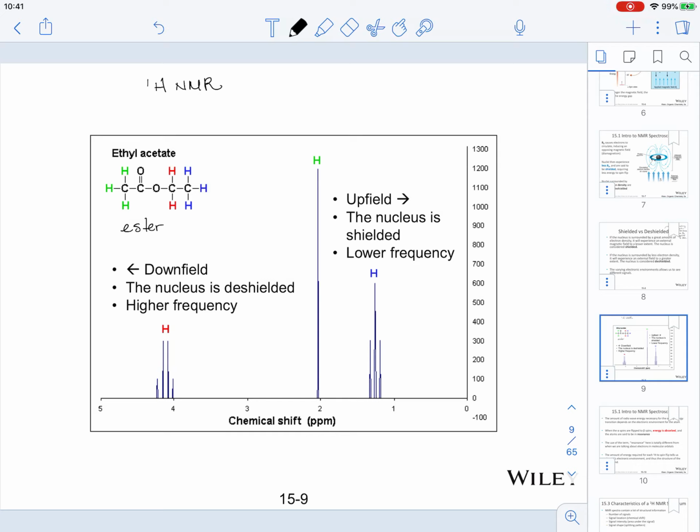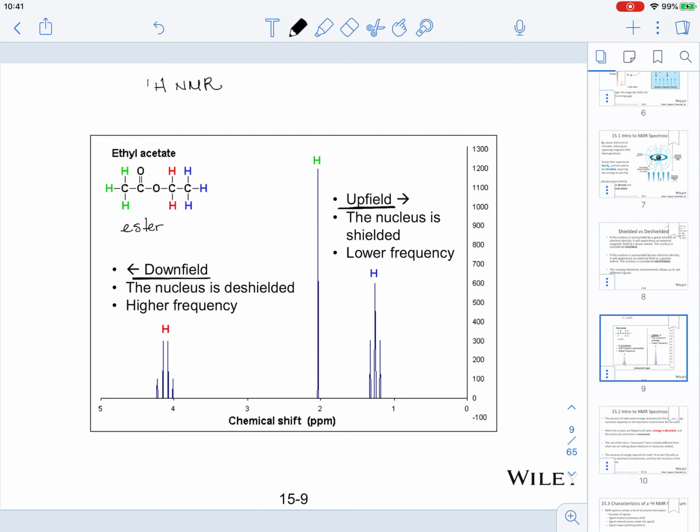Whenever we have a specific area that is closer to zero in our NMR spectrum, that is called upfield. If we're moving from zero toward larger values, that is called downfield. Okay?